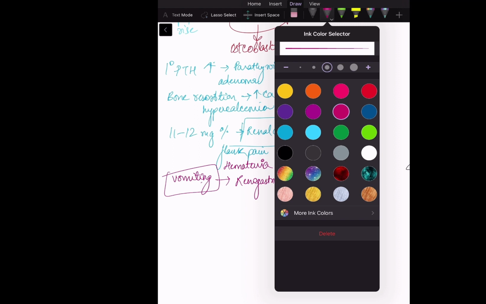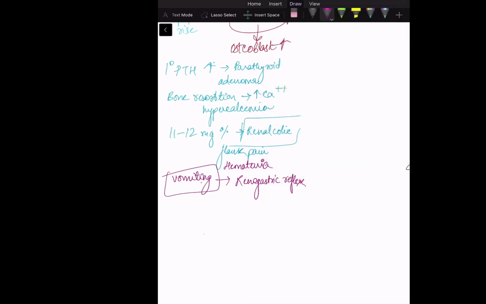First of all, let me tell you, recurrent episodes. And then we call it abdominal pain. Basically, in the questions, abdominal pain will come. They won't mention it so specifically, but you have to understand. I am telling you everything. Vomiting happens because of renogastric reflex, there will be recurrent episodes, and there will be flank pain, but they can also mention it as abdominal pain. So always remember that.